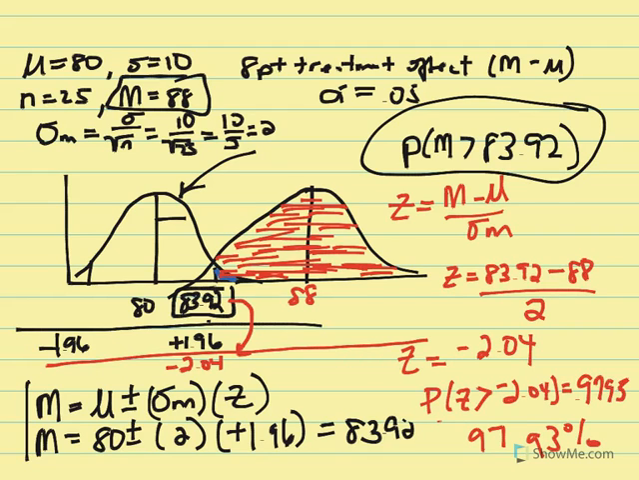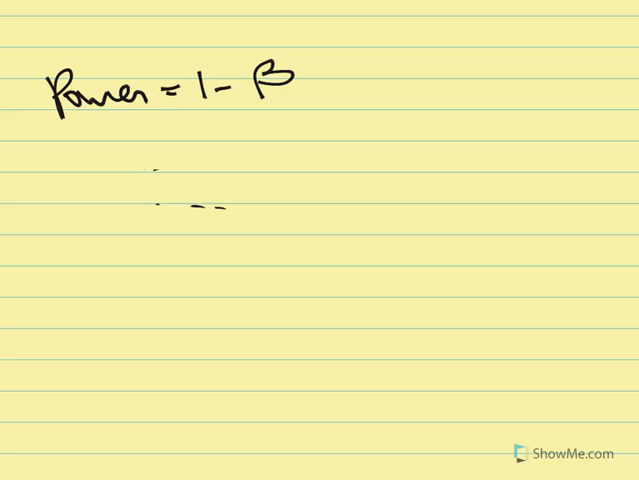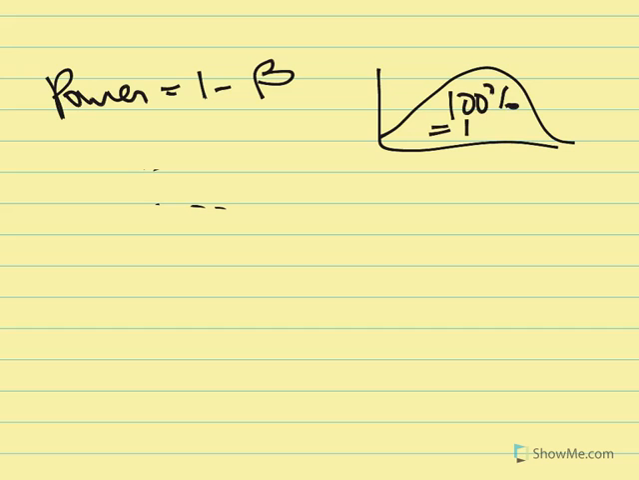So we now know what the power is equal to. We know the proportion of the entire distribution. So let's figure out what beta is equal to. So we know that power is equal to 1 minus beta. Again, beta is the probability of engaging in type 2 error. 1 is representative of the entire distribution, 100% or proportion of 1. This is 100%, which is the same as saying a proportion of 1.00.